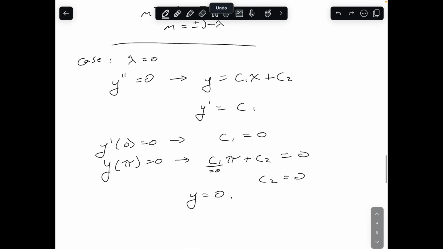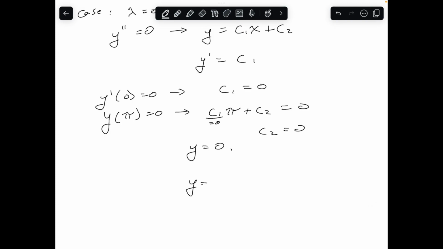If you were to get that, like, y equals c1x satisfies the boundary conditions, then those would be your eigenfunctions. If you found that y equals c2 satisfies the boundary conditions and the DE, then those would be your eigenfunctions here. We only have y equals 0, and so there's no non-trivial eigenfunctions. And lambda equals 0 is not an eigenvalue.